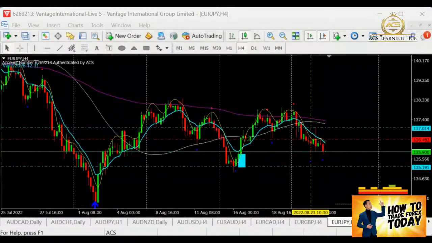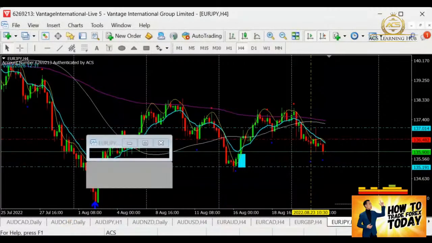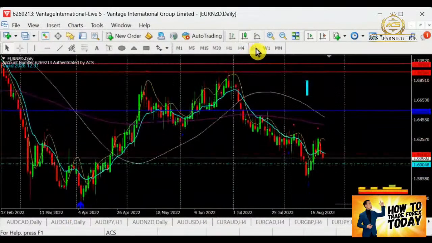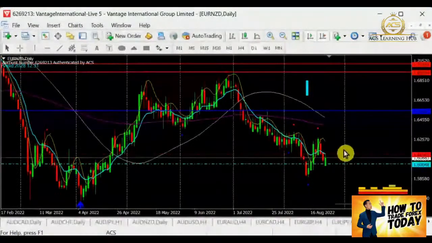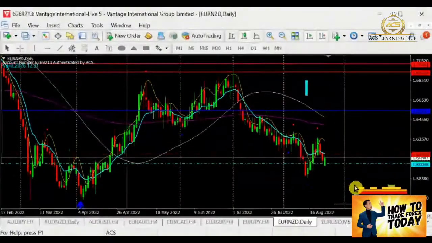Next to go, Euro Kiwi. We are still in this level of the bull, ready to go for a buy. So no selling at all, we have to stay away.